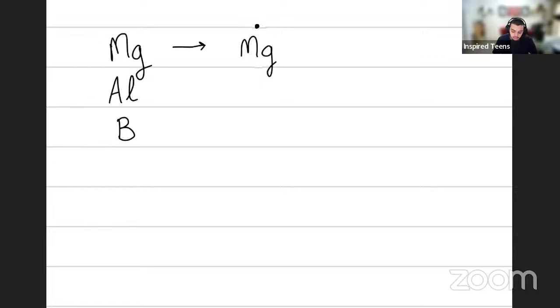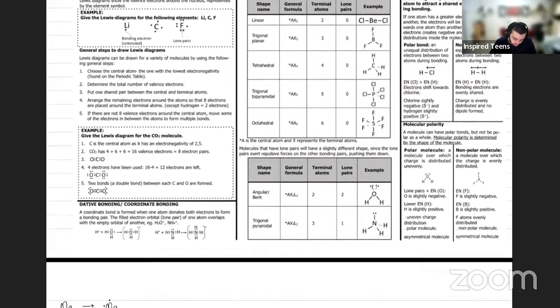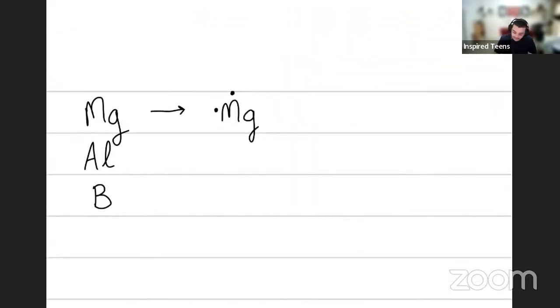at least. So this one doesn't have more than 2, so I can draw 1, 2, for example. Okay, and now I've represented the valence electrons, the Lewis dot diagram of magnesium. Right, let's have a look at aluminium.